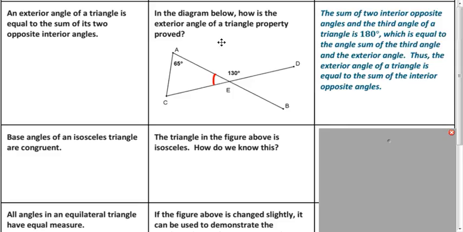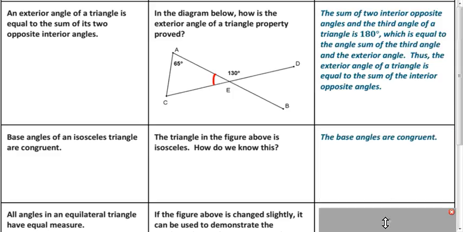So why do we have an isosceles triangle here? Well, we showed before that angle C measures 65 degrees. So since the base angles are congruent, you know that's an isosceles triangle.